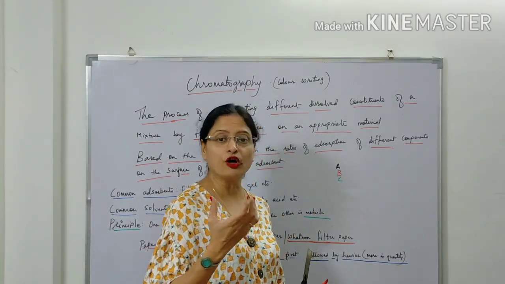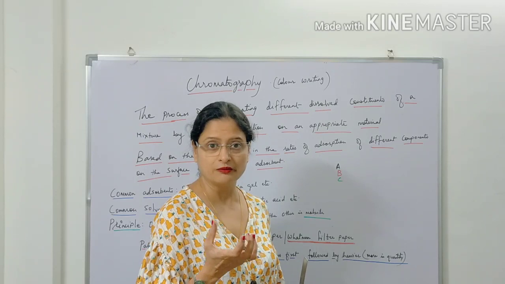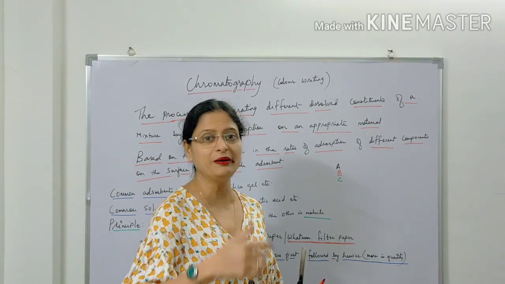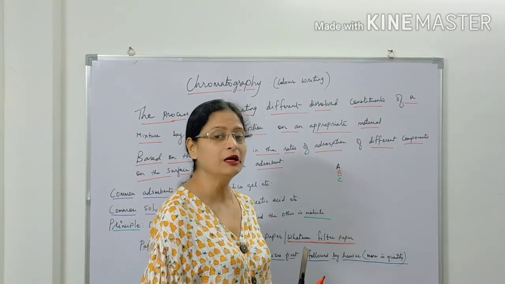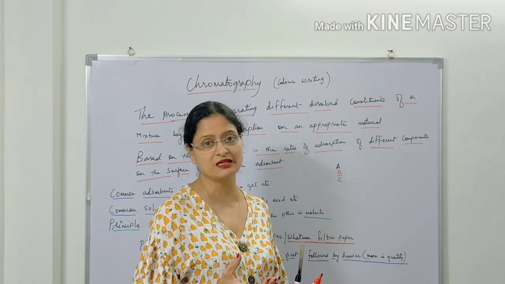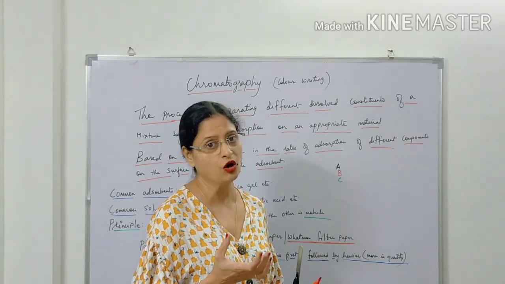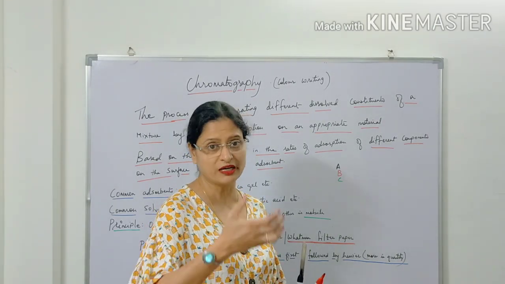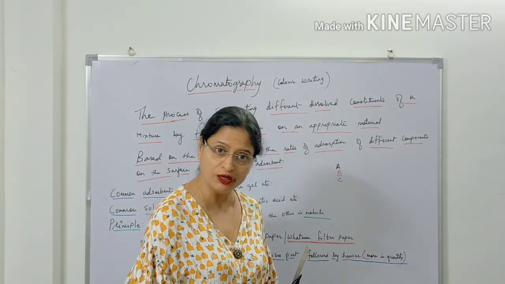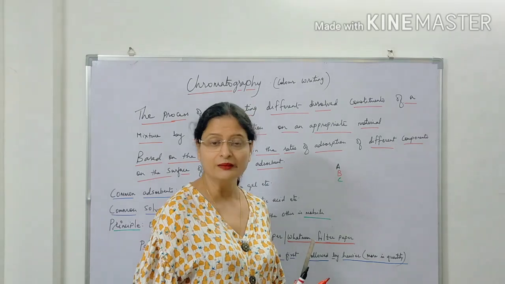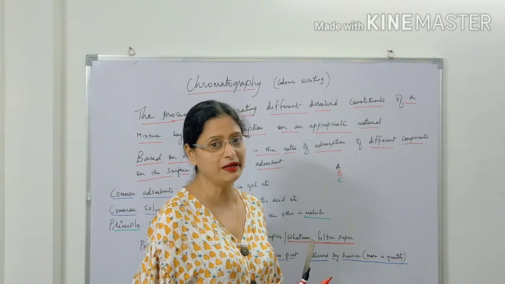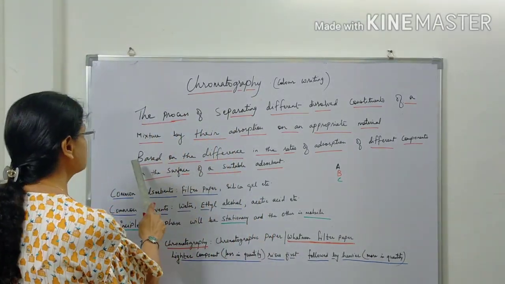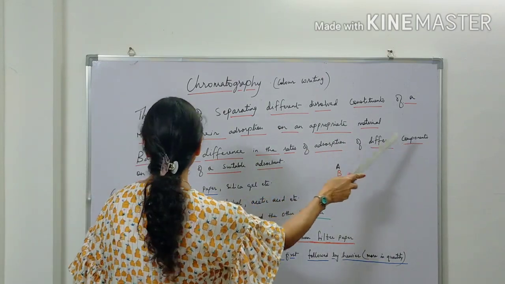We'll find that the component which gets adsorbed more will be adsorbed easily, faster, and that component will be separated faster. At the same time, the component which is less in quantity, that is the lighter component, obviously its density will be lesser, so that component will be the first to get separated. The component which is more in quantity will be heavier, its density will be more, and that component will be separated after some time, that is after the separation of the lighter components. So it is based on the difference in the rates of adsorption of different components on the surface of a suitable adsorbent.